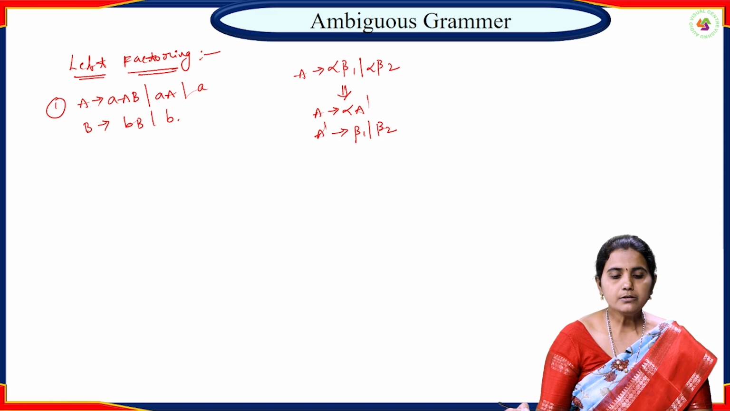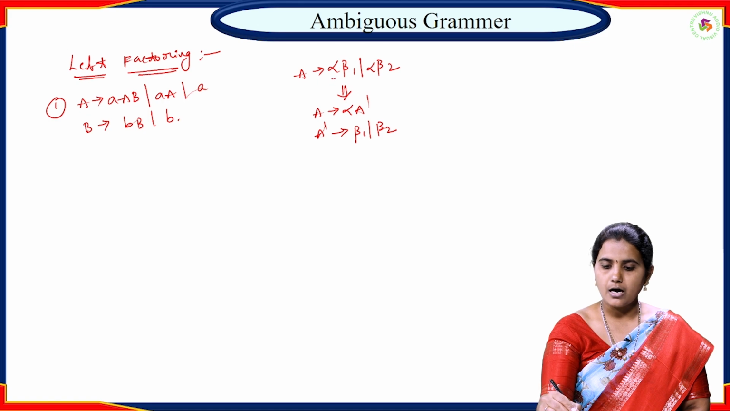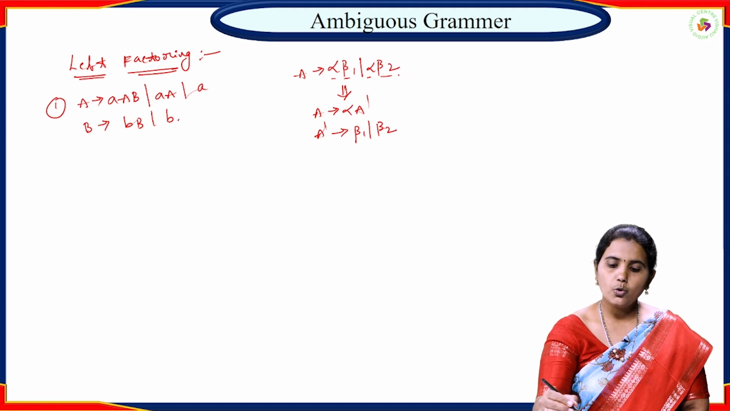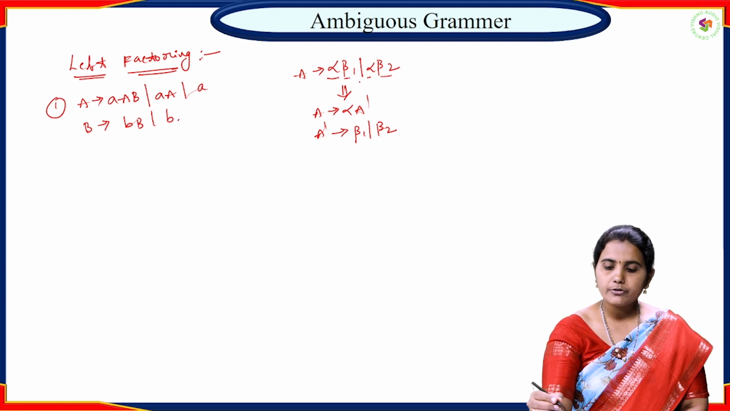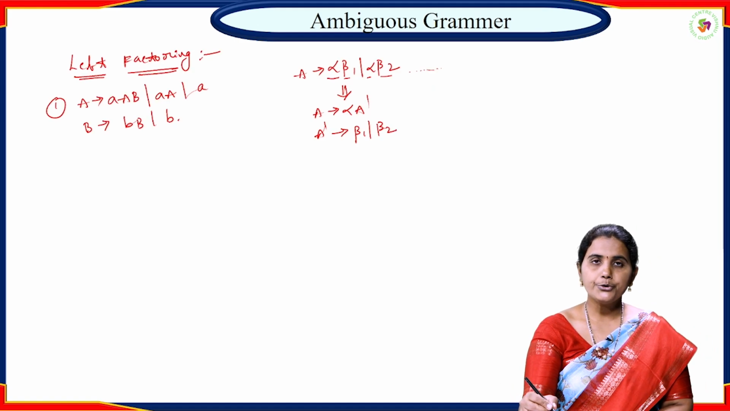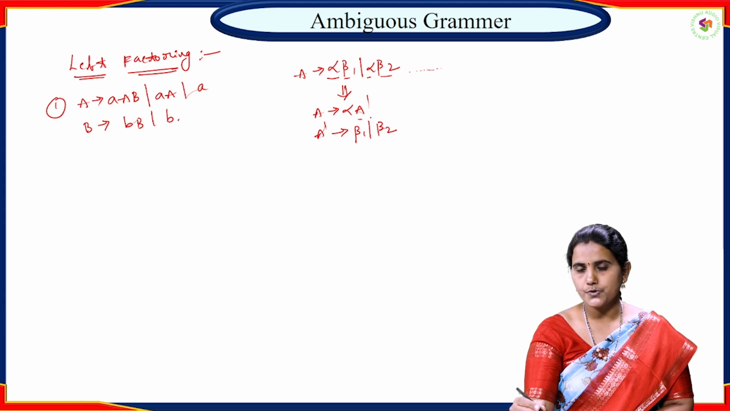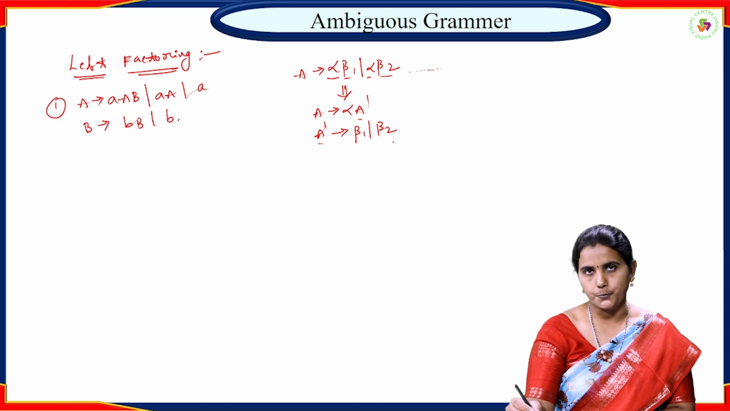Now let us start with the left factoring. Suppose your productions are in the form A implies alpha beta 1, alpha beta 2, means your right hand side productions start with the same symbol. That whole common part is considered as alpha, and the remaining parts are considered as beta 1, beta 2, beta 3 up to n productions. Now your newly written grammar is A implies whatever the common symbol, that is alpha, followed by the newly introduced symbol, that is A dash. Now A dash implies beta 1 or beta 2.